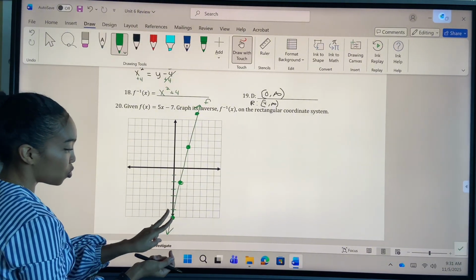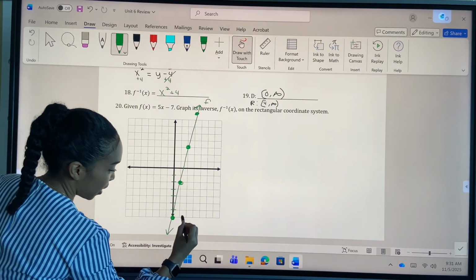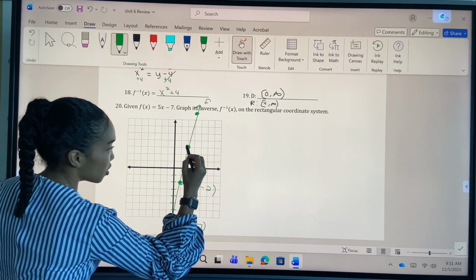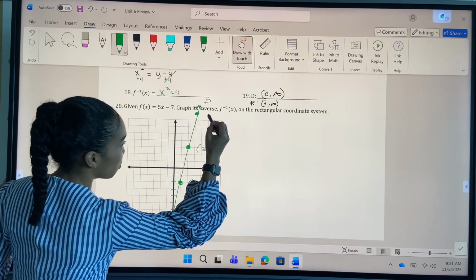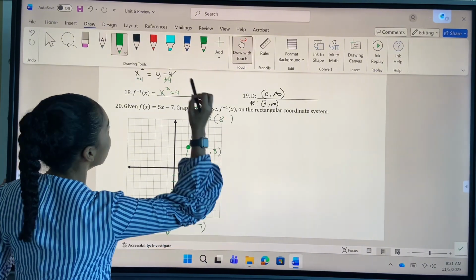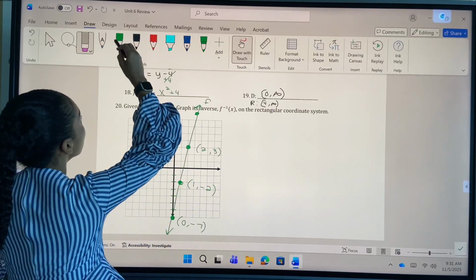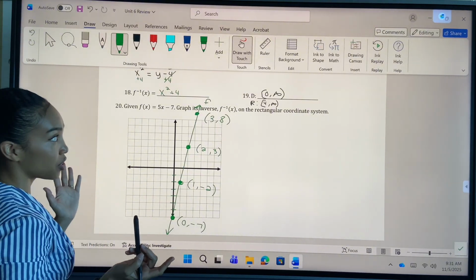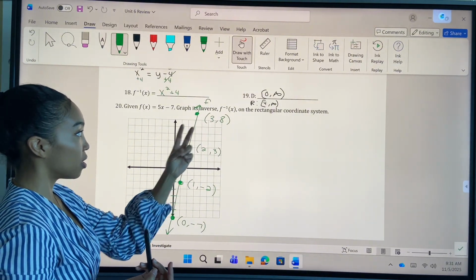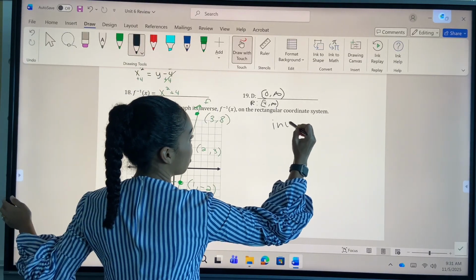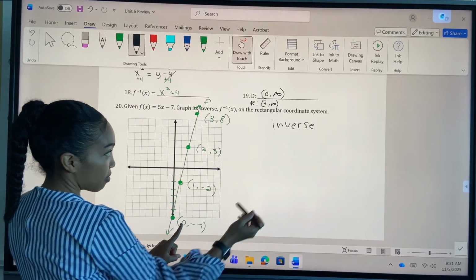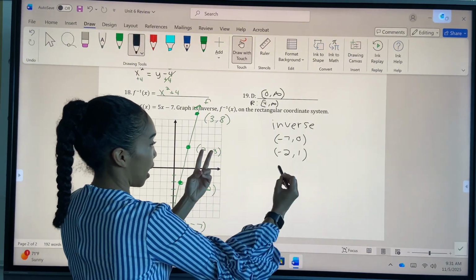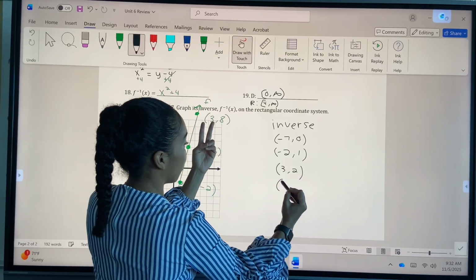Well, you could just simply switch x and y. So this point right here is 0, -7. This point here is 1, -2. This point is 2, 3, and this point is 3, 8. So if you want to do the inverse, you just switch x and y. So let me list the points that I'm going to have on the inverse so you can see. I'm going to have -7, 0. I'm going to have -2, 1. I'll have 3, 2. And I'll have 8, 3.